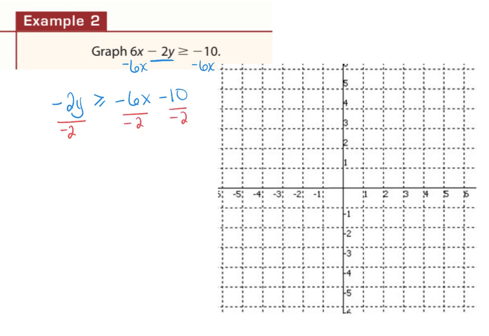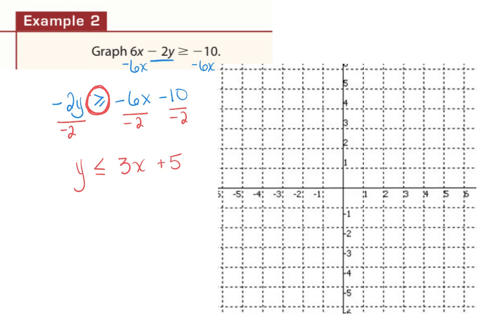So on the left-hand side, I have my y by itself, but I divided by a negative. So I have to flip that to a less than or equal to sign. -6 divided by -2 is positive 3x. -10 divided by -2 is positive 5. All right, positive 5. So now I'm going to graph this.